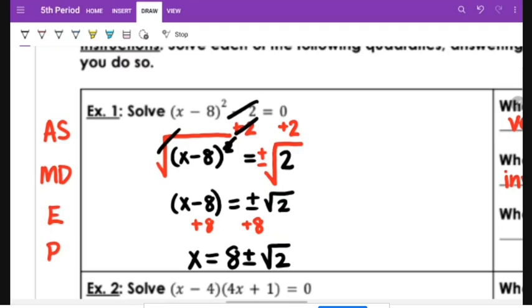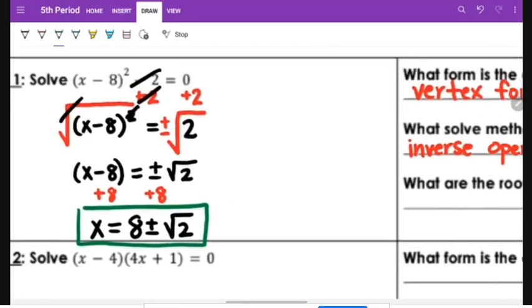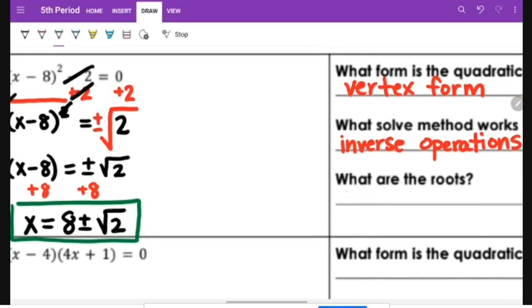And just so you know, it is okay to write your answer this way. You can leave your answer just like this. This is correct. It is also correct to write your answer as 8 plus the square root of 2 and 8 minus the square root of 2. So you can either leave it together as a plus and minus, or you can split it apart into two separate expressions. They're both right.